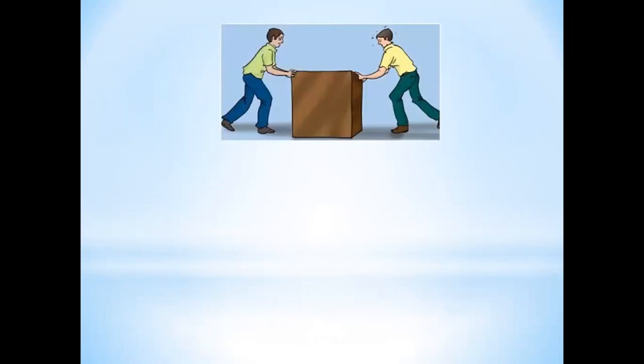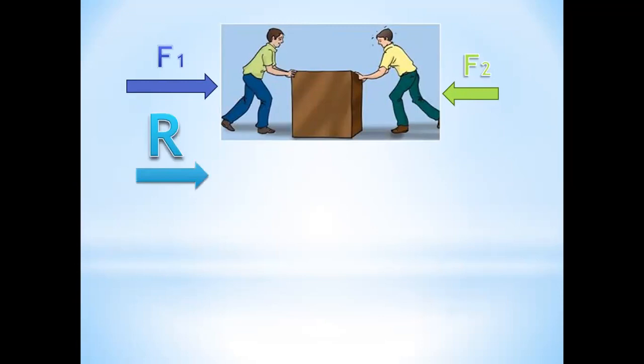So what if I have a box and I have two men pushing the box from different directions? Where would the box go? In which direction will it go? Of course, it will go in the direction of the biggest force. So the resultant force will go in the direction of the biggest one. And the magnitude of it, or the value of the resultant force, will be the difference between the two forces.